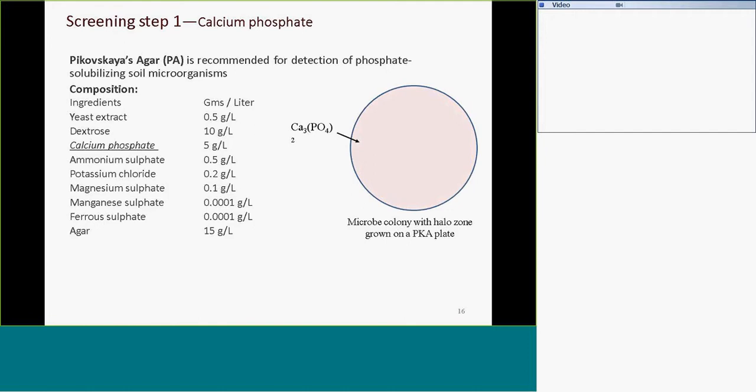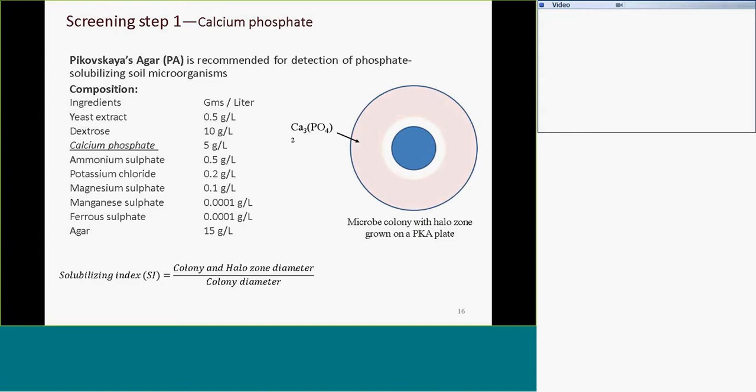This is called Pikovskaya agar, and it's a plate. There's some calcium phosphate dispersed in the agar medium as a colloid system, so it's opaque before fungi grow. When fungi grow, they will solubilize the calcium phosphate, and it becomes transparent. So there's a transparent circle, so we can measure how well a fungi species is able to solubilize calcium phosphate. Here's an animation.